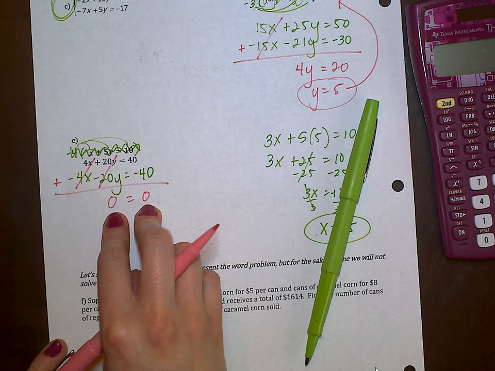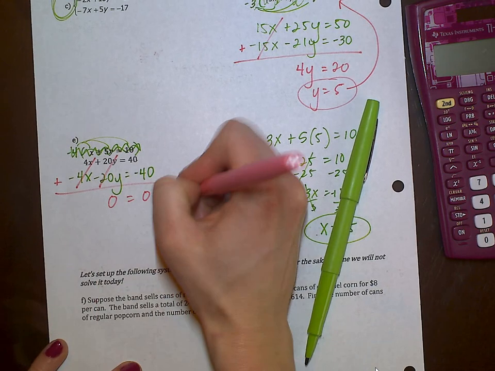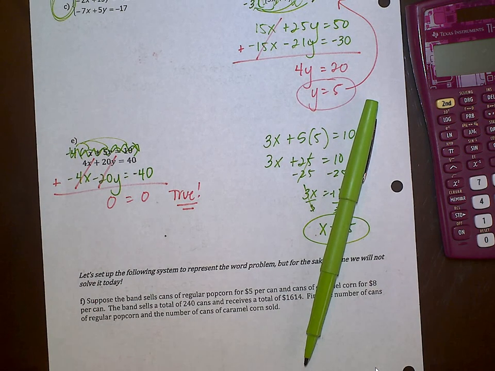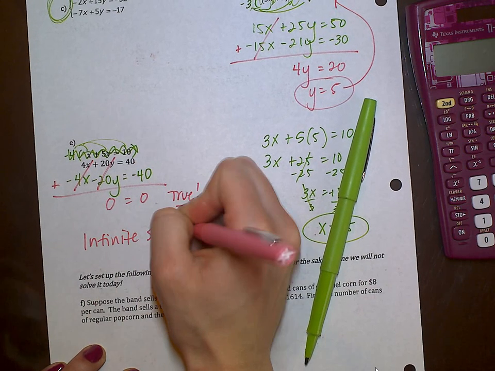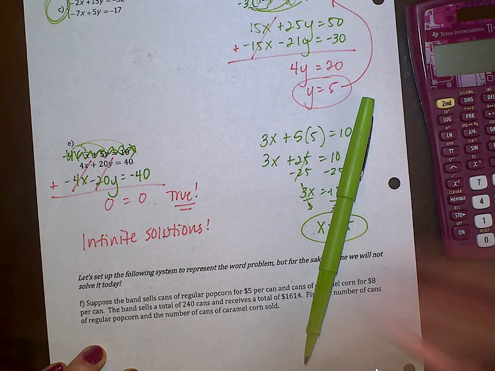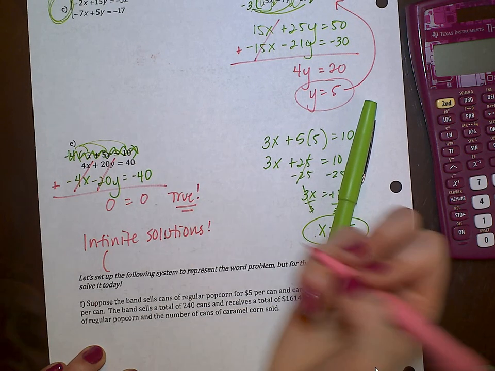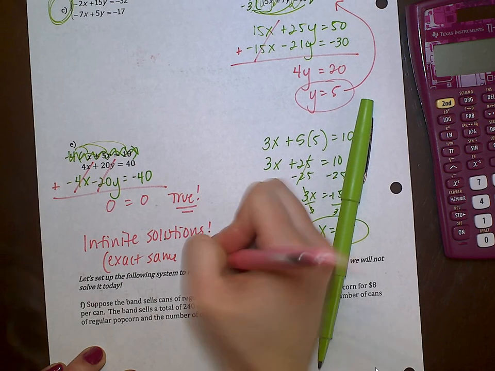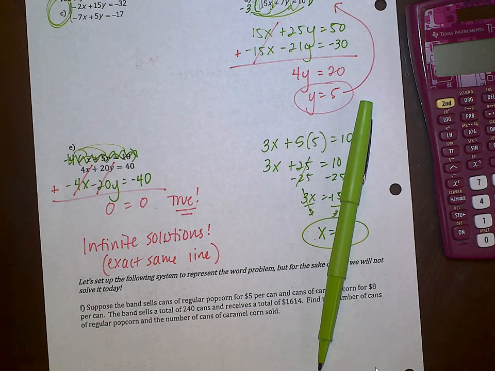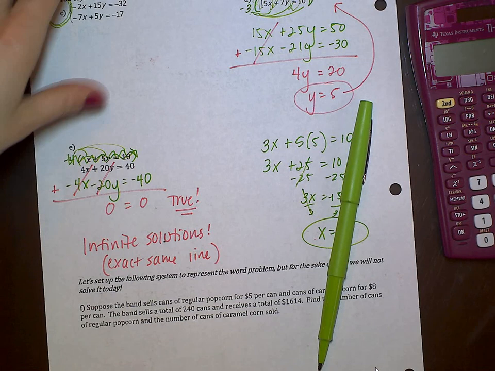That's a true statement. And remember, when what's left is true, that means it's infinite solutions. And if we were graphing this, it would be the exact same line. Remember, they cross at all points, so they have infinite answers. Okay, so be on the lookout for those.